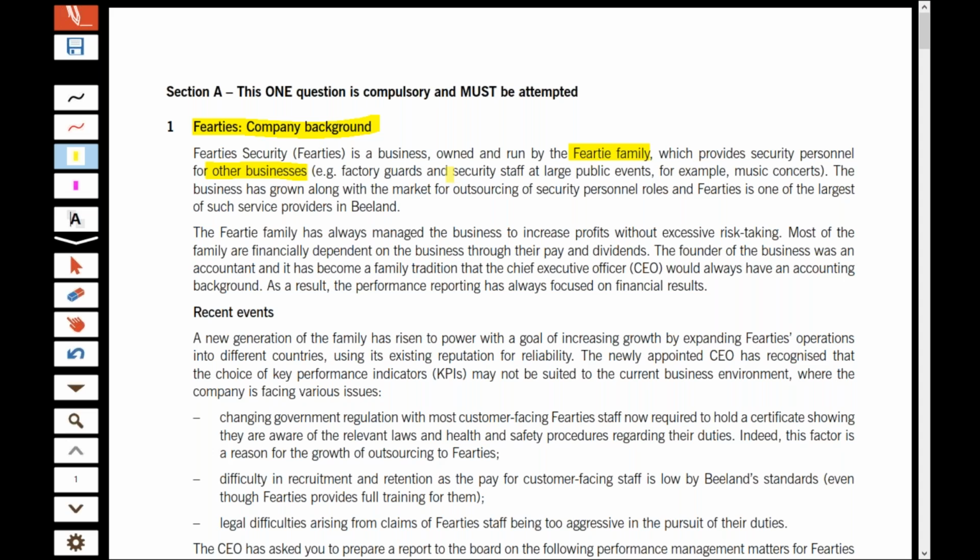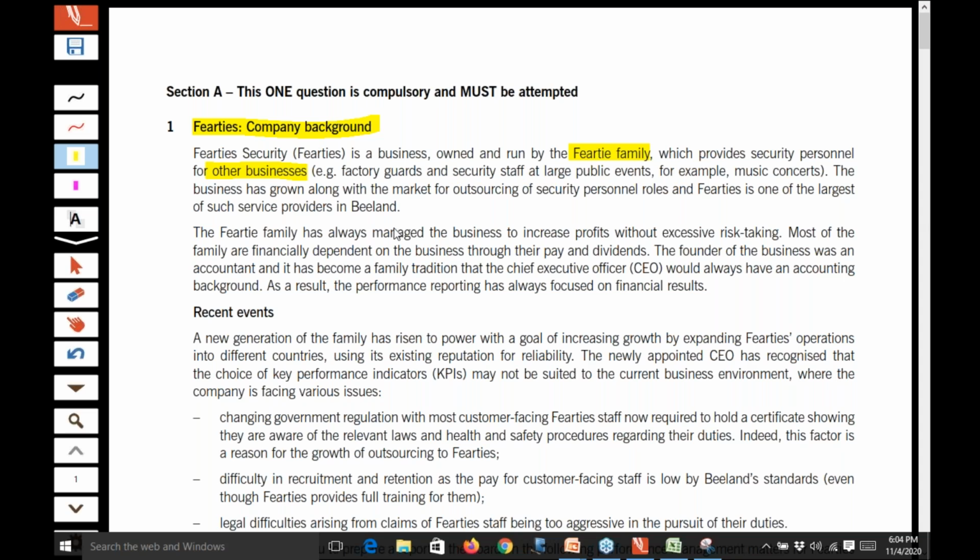Example, factory guards, security staff at large public events, for example, music concerts, and so on and so forth.